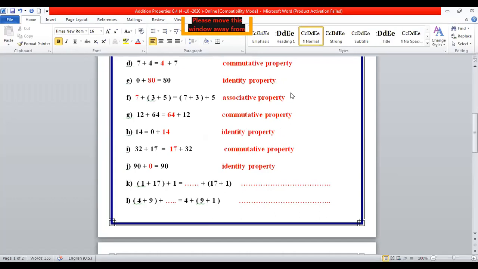Jumana? Yes. 17 plus 1 equals 1 plus 17. What is the name of this property? Associative property. Yes, thank you. Associative property.